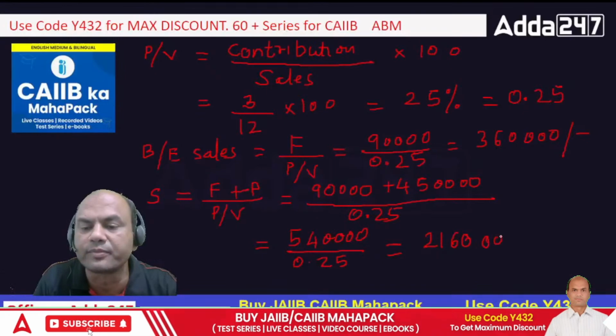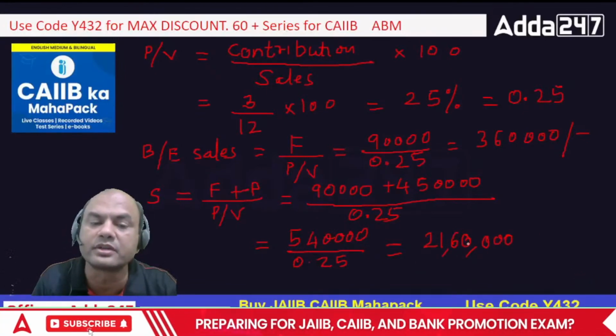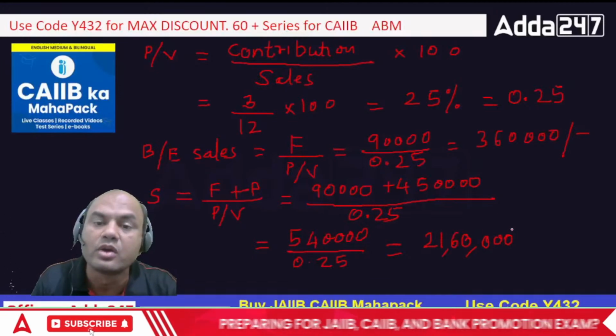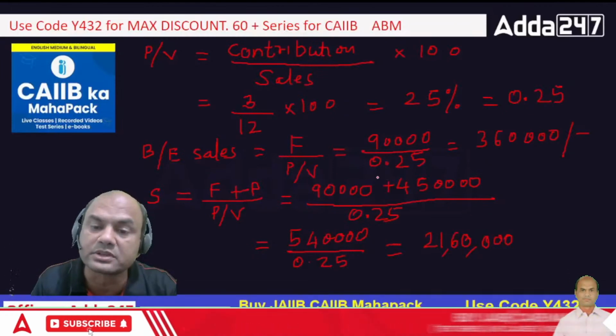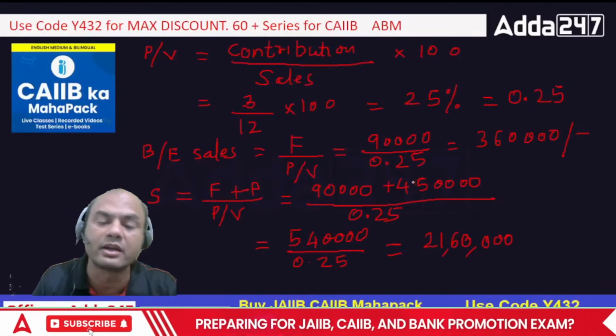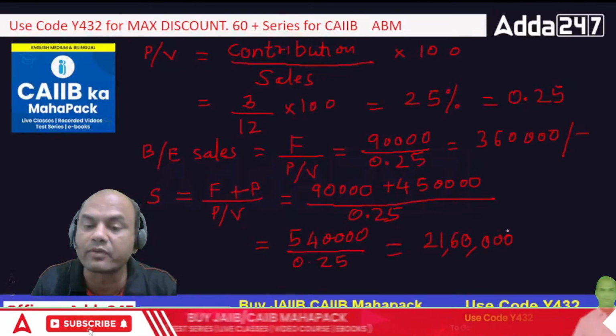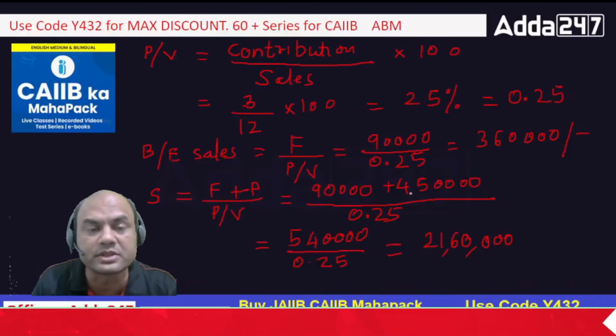60,000, right? So this is the answer I'm getting. 21 lakh 60,000. This is my sales required to earn a profit of 4 lakh 50,000 other than the fixed cost. First I'll have to recover this fixed cost, and after that I'll have to get the profit. For that I'll be requiring a sales of 2160. See how useful these calculations are.